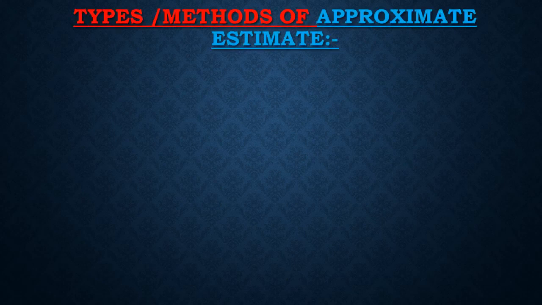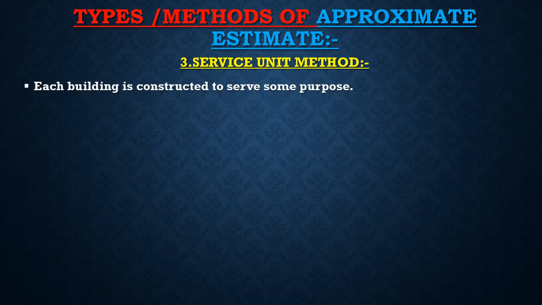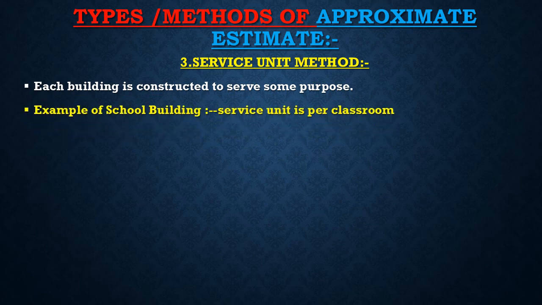Hello dear students, last lecture we discussed the plinth area method and cubical content method. In this lecture we discuss the third type of approximate estimate, that is the service unit method. Each building is constructed to serve a specific purpose. For example, a school building is designed to accommodate a certain number of classrooms. Each classroom is considered as a service unit of that school building.